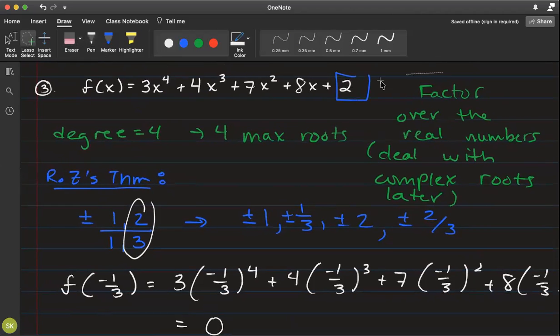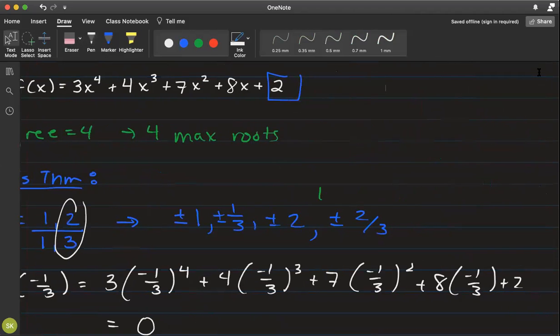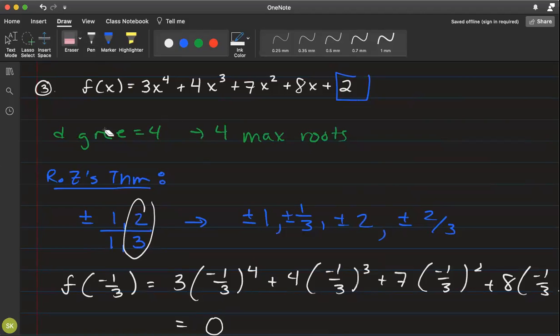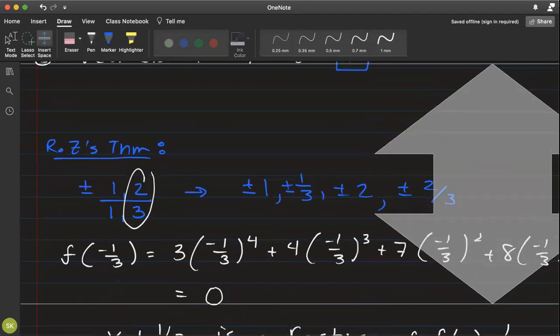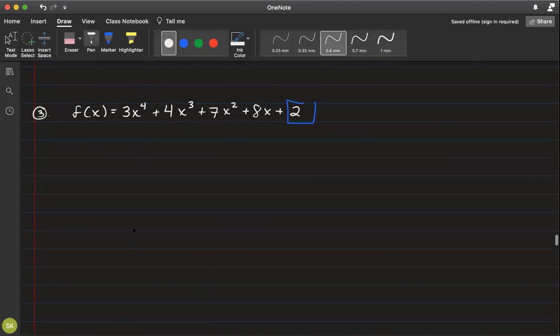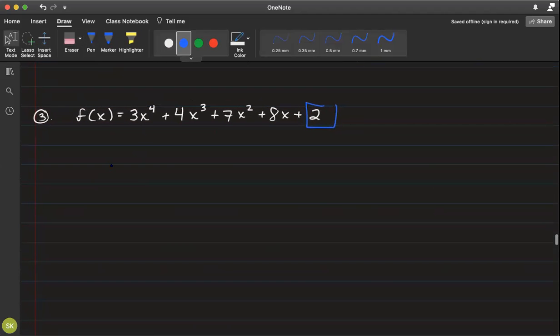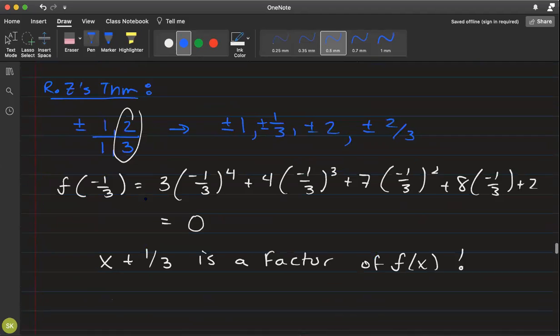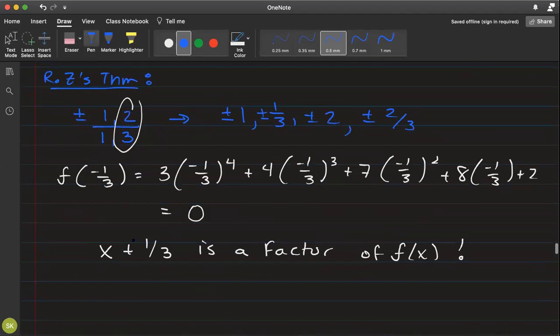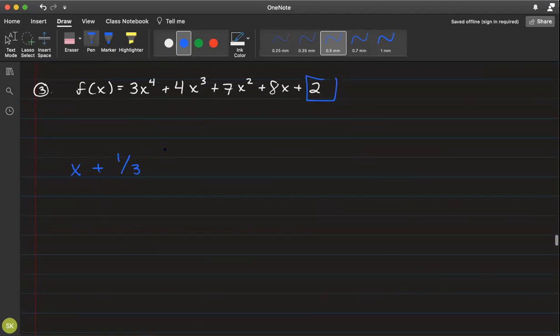So let's get rid of this. Okay. And I'm going to do this here. Okay, so let's put right here x plus 1/3 again. When we plugged in negative 1/3, we got 0. So x plus the opposite of this number is a factor. So I'm going to divide that into 3x to the 4th plus 4x cubed plus 7x squared plus 8x plus 2.